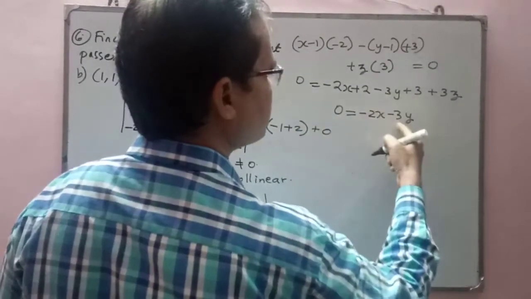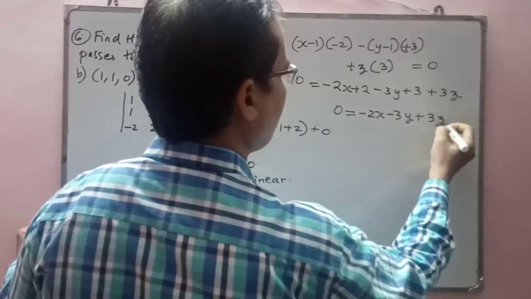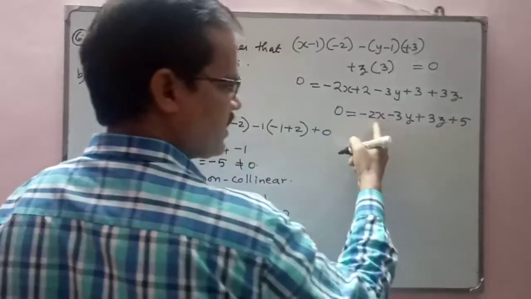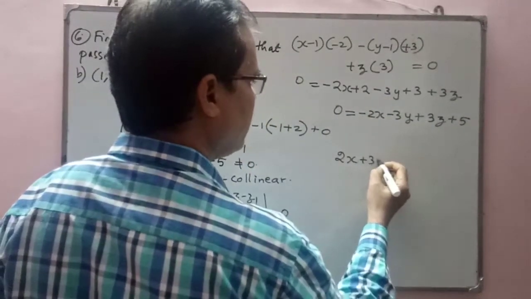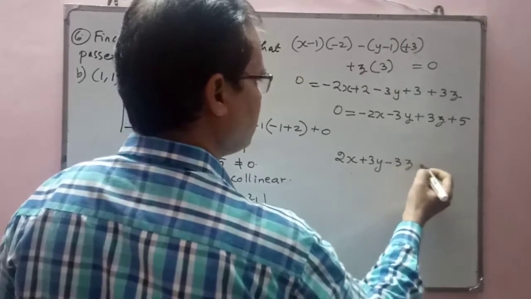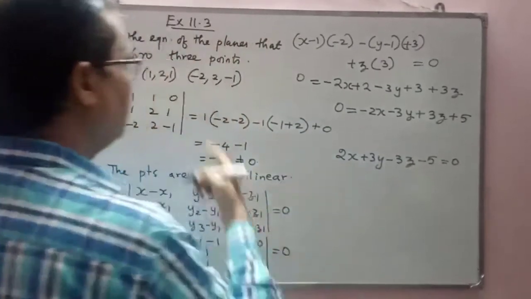Minus 2x minus 3y plus 3z plus 5 equals 0. x cannot be negative, so we'll change all the signs. 2x plus 3y minus 3z minus 5 equals 0. This is the Cartesian equation of the given plane.